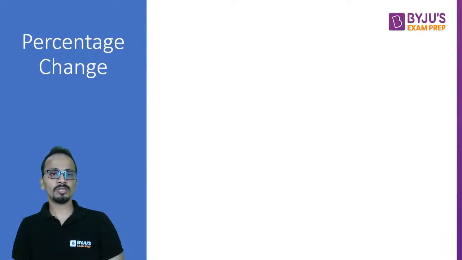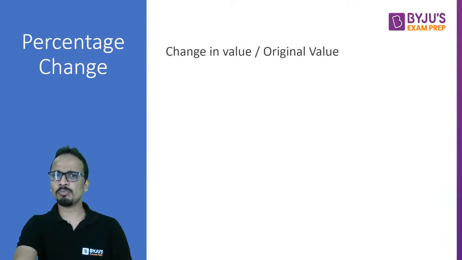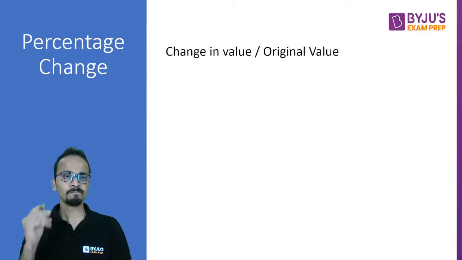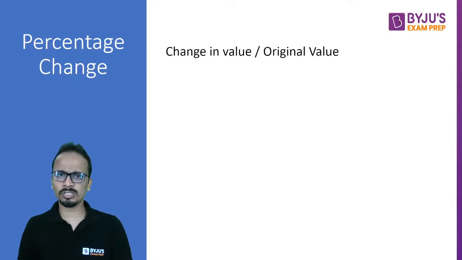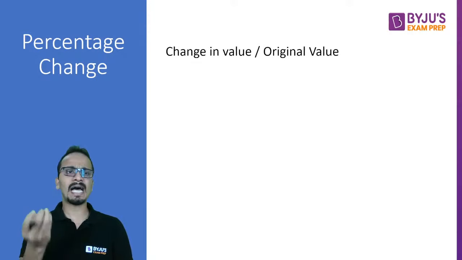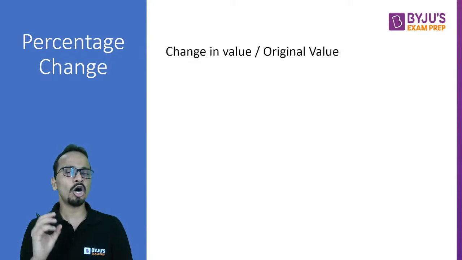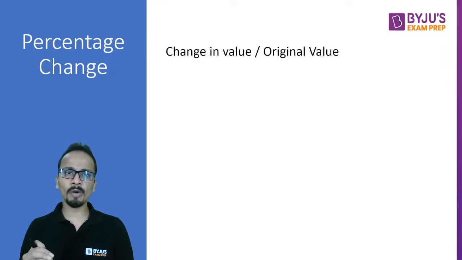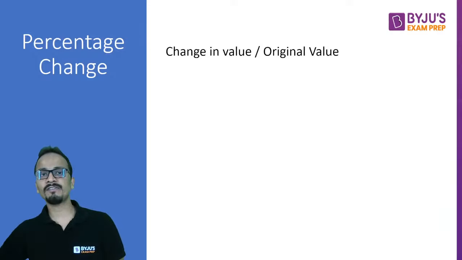Okay. So the first thing is percentage change, a very basic thing. Percentage change is defined by change in value upon original value. Always understand, in case of percentages or profit, loss, discount, wherever you see percentage change, it is always calculated on the original value. So in the denominator, we'll always keep the initial value, not the final value.